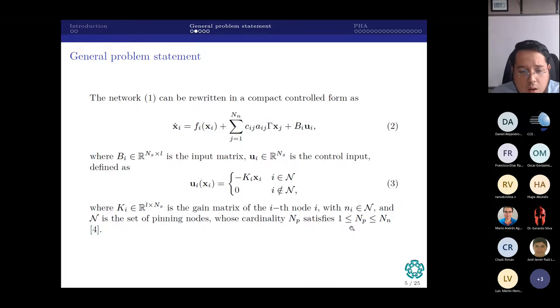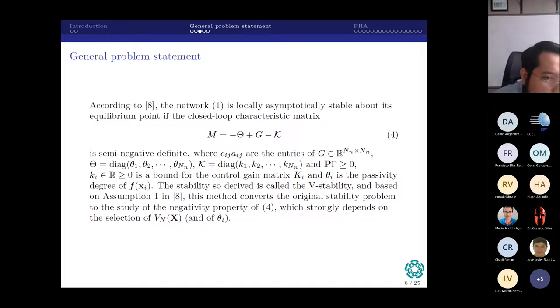Okay, but what is the problem with this, or what is the general contribution of this algorithm? For example, according to reference 8, network 1 is locally asymptotically stable about its equilibrium point. It is the closed-loop characteristic matrix. Equation 4 is the most important in this analysis, in this technique. For example, it is semi-negative definite, where C and I are the traces of the matrix G. Theta represents the passivity of the system.